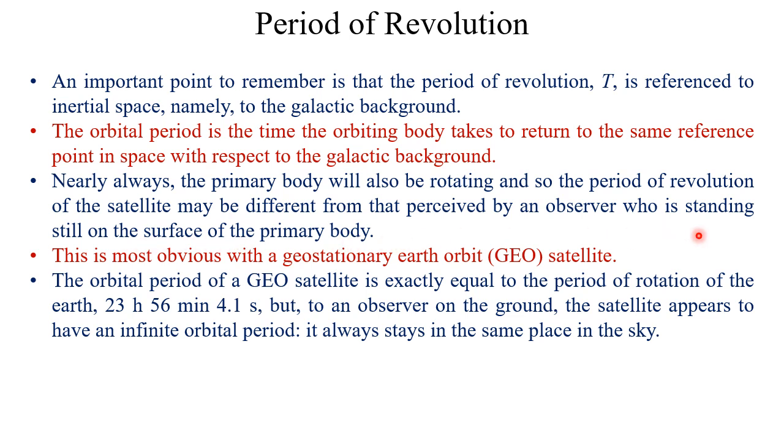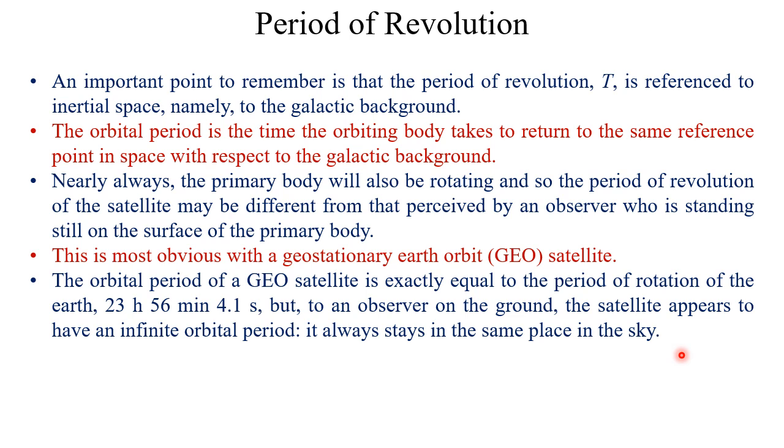This is most obvious with the geostationary Earth orbit satellite. The orbital period of a geosatellite is exactly equal to the period of rotation of the Earth, that is 23 hours 56 minutes 4.1 seconds. But to an observer on the ground, the satellite appears to have an infinite orbital period. It always stays in the same place in the sky. So that is the beauty of the geostationary satellites.